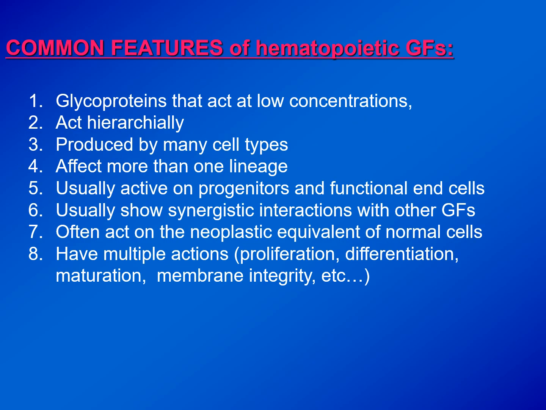Common features of those hemopoietic growth factors are that they are glycoproteins that act at low concentration, act hierarchically, are produced by many cell types, and affect more than one lineage. They usually are active on progenitors and functional end cells, and usually show synergistic interactions with other growth factors. They may act on the neoplastic equivalent of the normal cells and have multiple actions, such as they influence proliferation, differentiation, maturation, and membrane integrity.